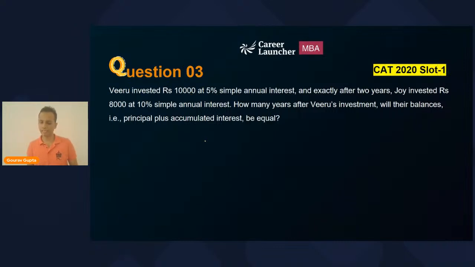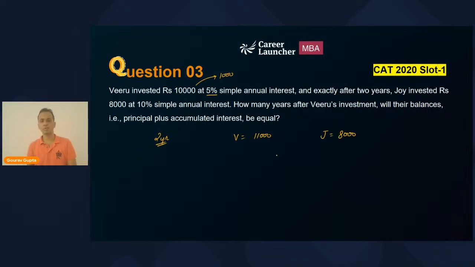Absolutely, Jatin, you agree with that? Since the rate of interest is 5% in 1 year, it will be 10% in 2 years. So in 2 years, the money increased by 10%. 10% of 10,000 is 1,000. So after 2 years of Viru's investment, at the time when Joy invested the money, Viru's money is 11,000 and Joy's money at this time is 8,000.